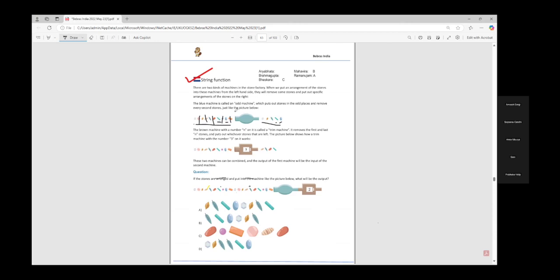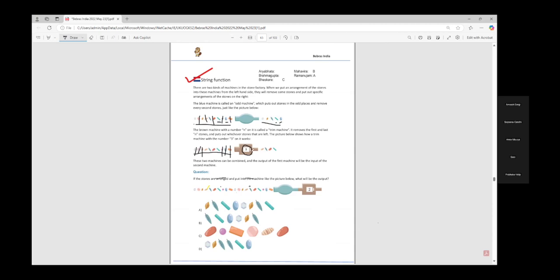Then comes the brown machine with a number n on it. It's called a trim machine. It removes the first and last stones and puts out whichever stones are left. The picture below shows a trim machine with the number 3 on it. So this is the input side, and from the input, it will remove the first and last n stones. N is whatever number is here. So it will remove the first and last three stones: one, two, three, one, two, three. So this is what remains, which is on the output side.